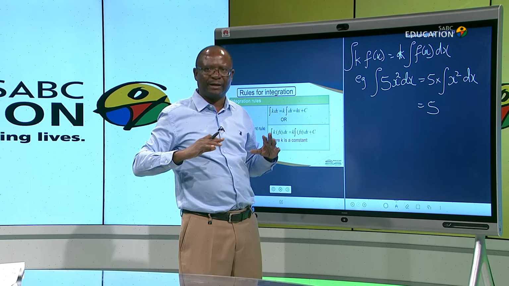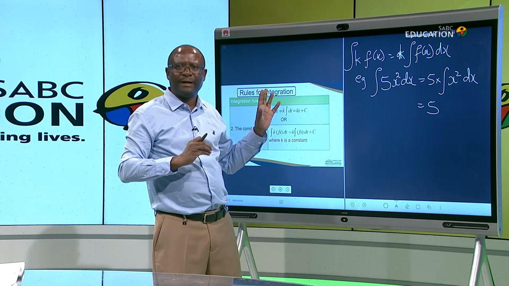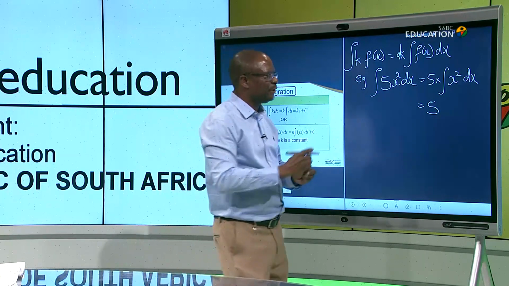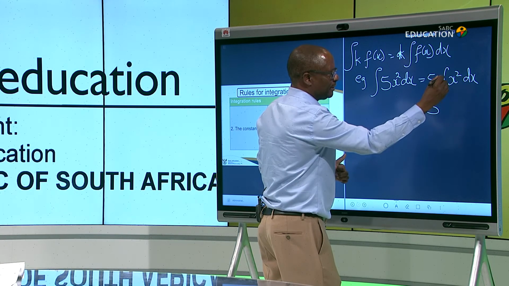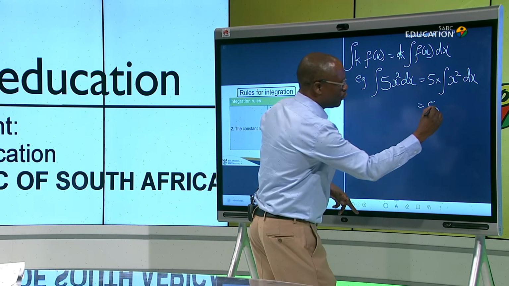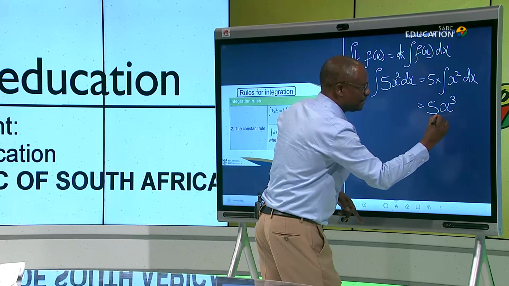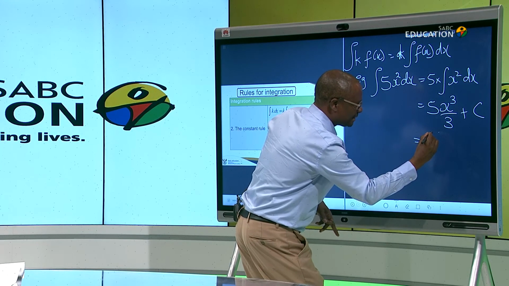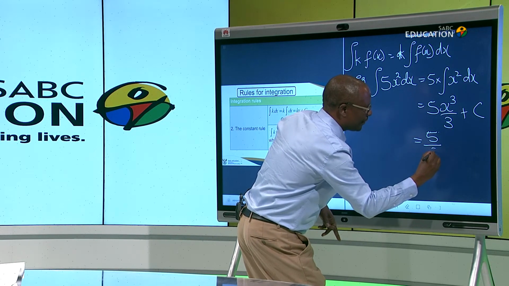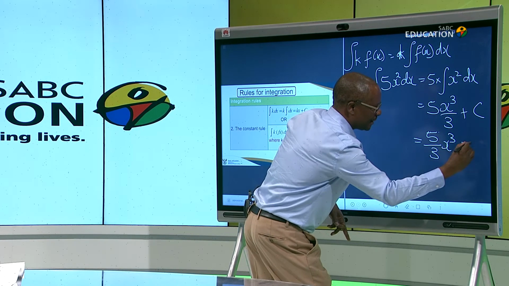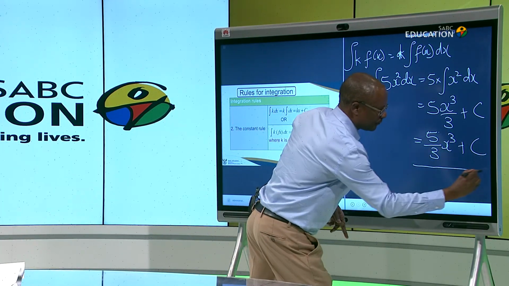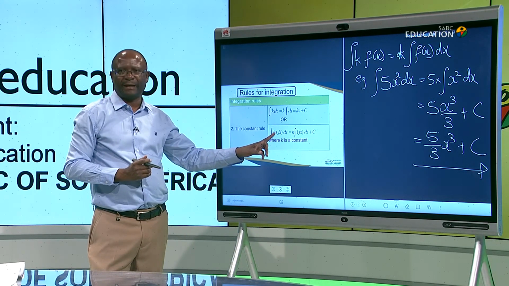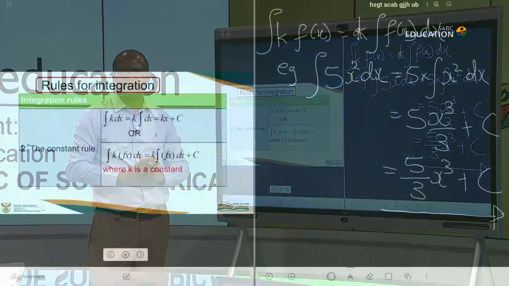Remember, at this time I think you have already mastered the power rule. It is no longer important for you to rewrite those simple steps. You can just go straight. The integral of x squared will be x to the power of 3 divided by 3 plus c, which can be written as 5 over 3 x to the power of 3 plus c. That is how you can apply the second example of the constant rule.